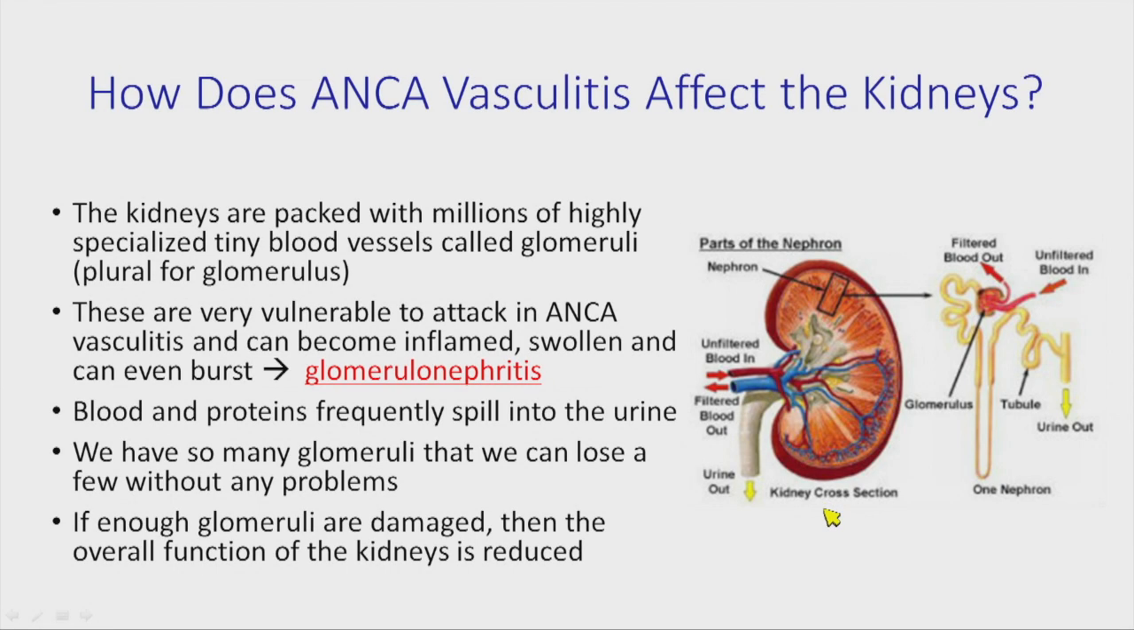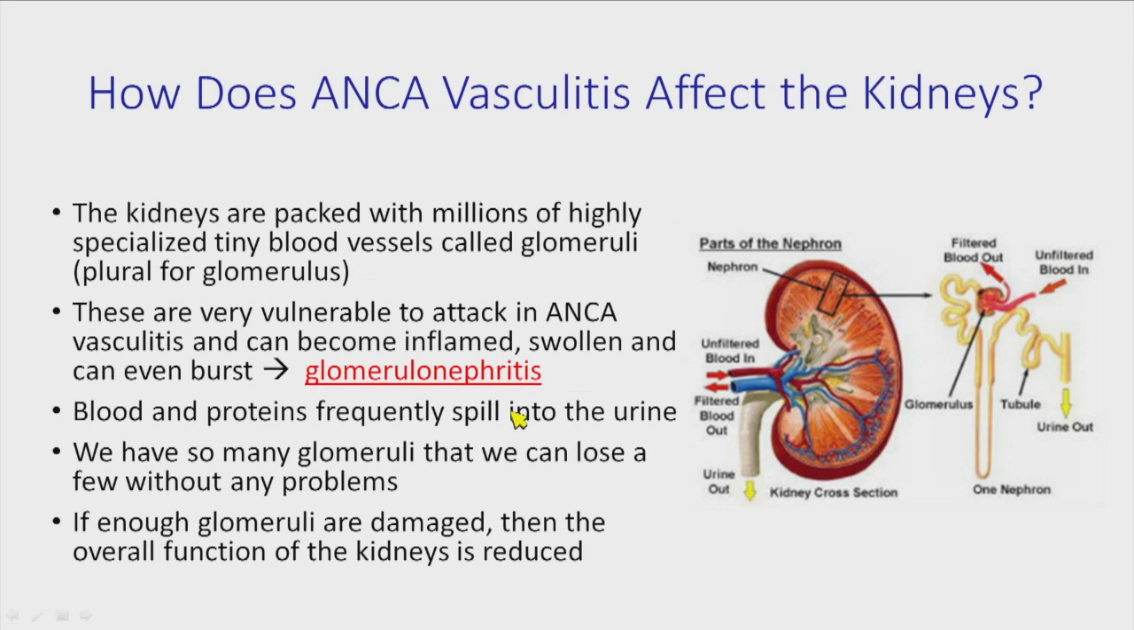So how does ANCA vasculitis affect the kidneys? Basically, by producing glomerulonephritis. The ending of the word, itis, just means inflammation. So what we mean by glomerulonephritis is inflammation of the glomeruli. The tiny small vessels that filter the blood get inflamed. And these tiny vessels, for some reason that we don't really know why, are very susceptible to attack in ANCA vasculitis by the ANCA antibodies.